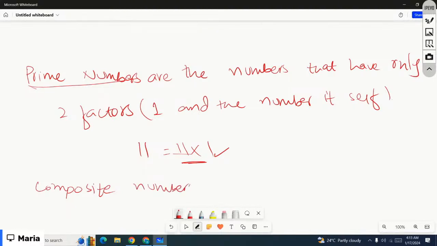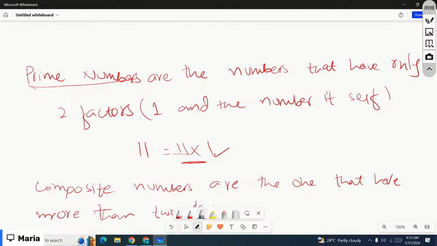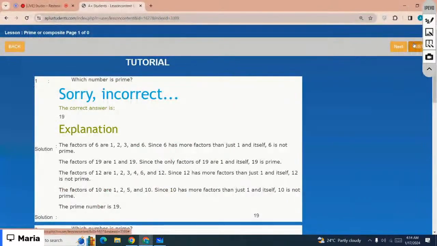Composite numbers are the ones that have more than two factors. Right? If the number is not prime, that means the number is composite. Got it? So if the number is not prime, then that is composite. Let's just start with the practice questions, right?